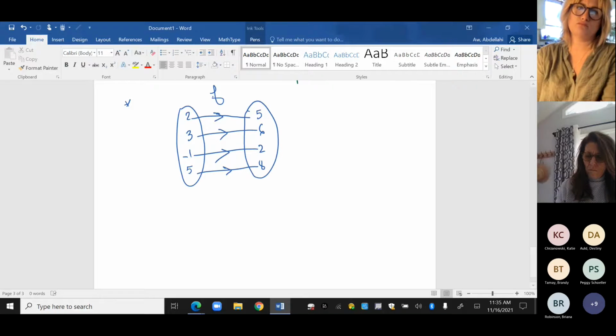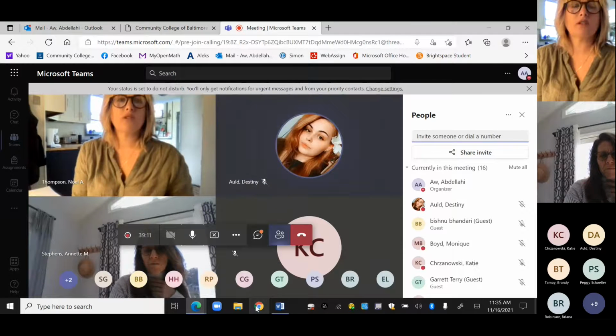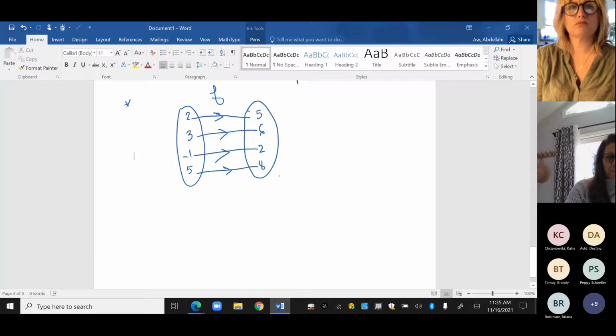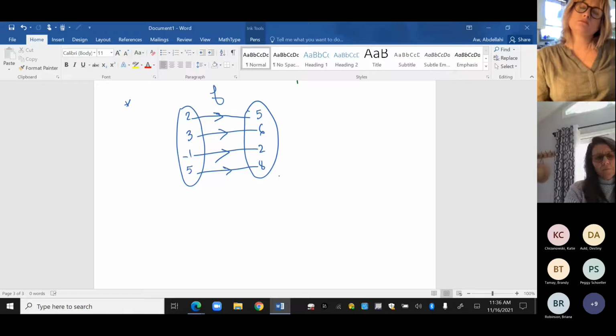F is the rule of assignment. Do you see any pattern of assignment here, or is it just random? Do you see any logic? Add 3, exactly. It looks like every number is assigned to itself plus 3. What is 2 plus 3? 5. 3 plus 3? 6. Negative 1 plus 3 is 2. 5 plus 3 is 8.